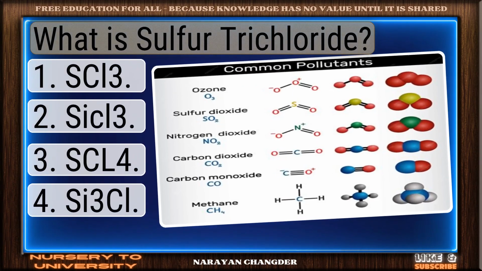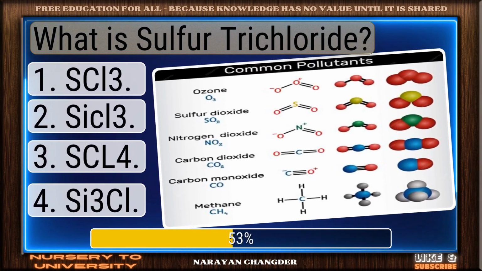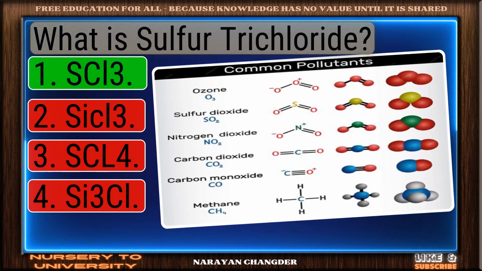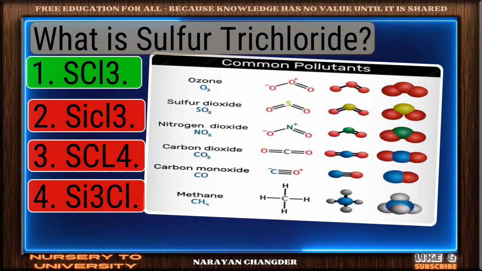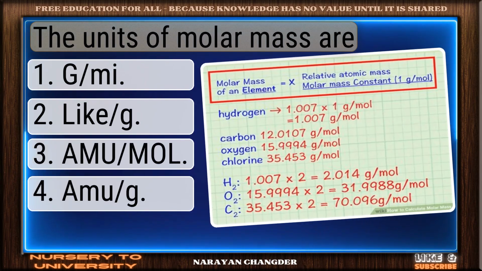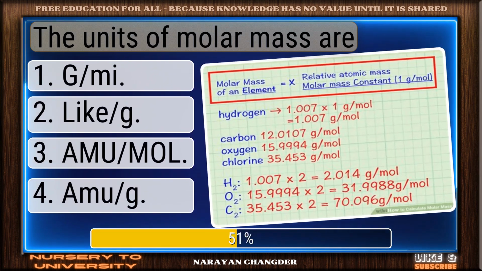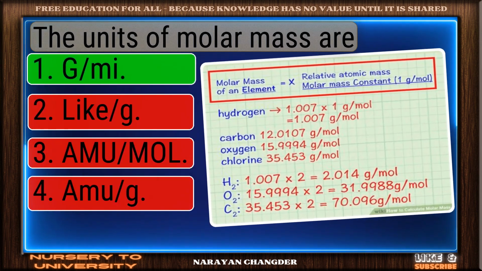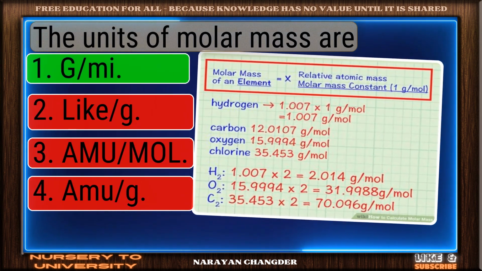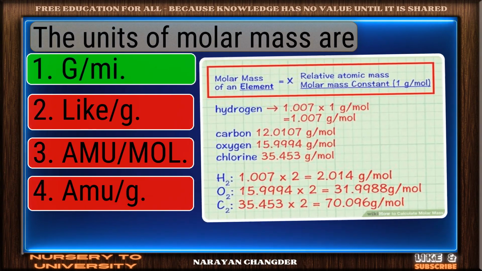What is sulfur trichloride? You chose SCl3, and it is correct. The units of molar mass are... Exactly. g/mol makes sense, and it is the right choice.